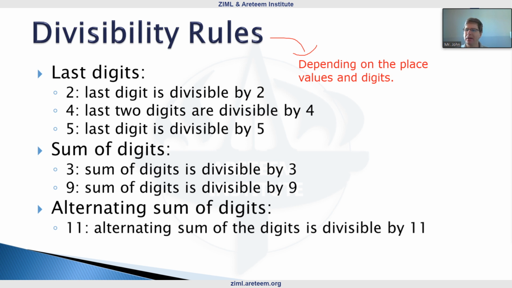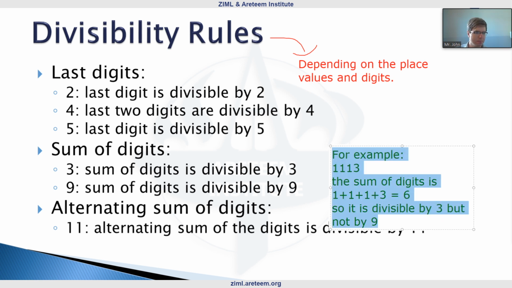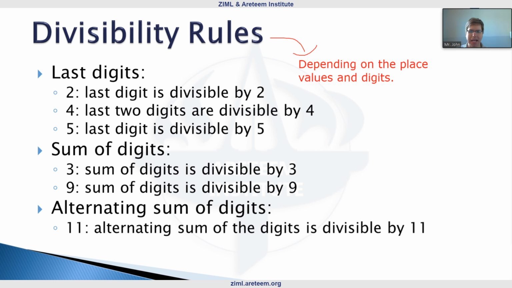Have people heard rules for the sum of the digits, for 3 and 9, and the alternating sum of the digits for 11 as well? Yeah, a lot of these are good too. So let's do a quick example. If you have the number 1113, the sum of digits is 1 plus 1 plus 1 plus 3 equals 6. So it is divisible by 3, but not by 9. This is a good rule for 3 and 9.